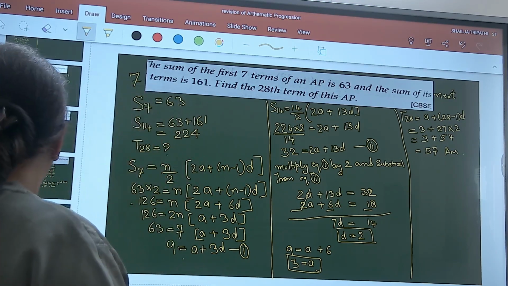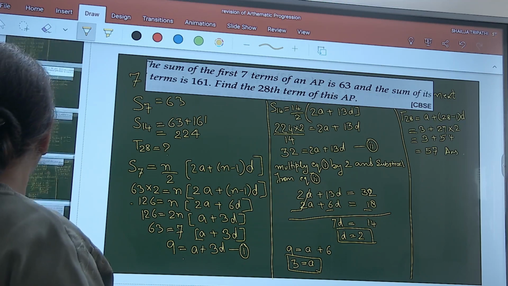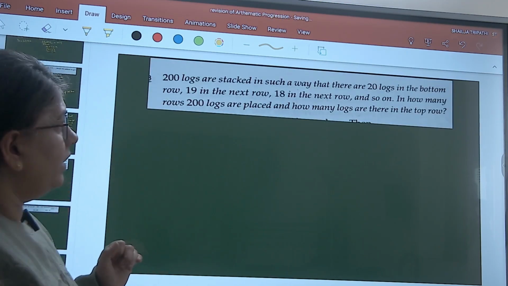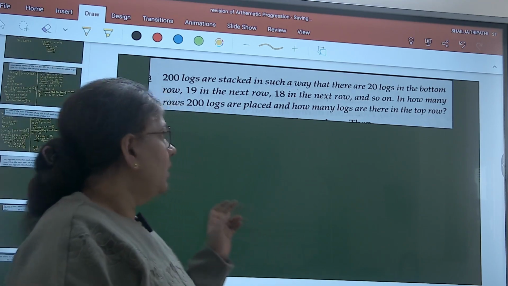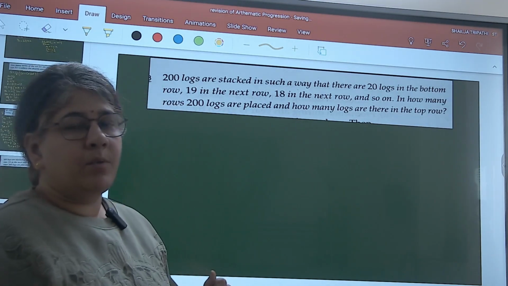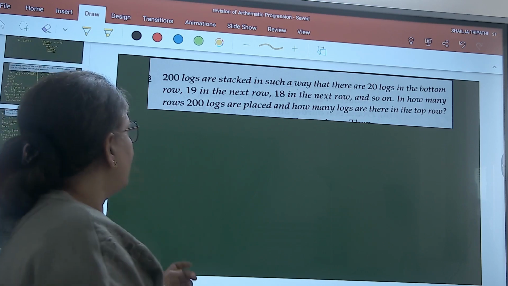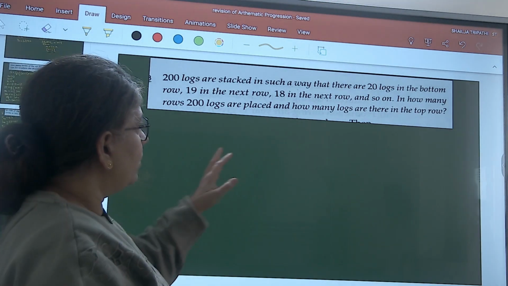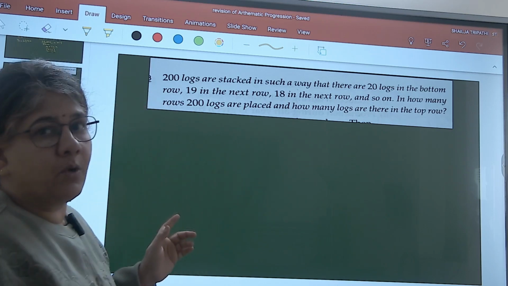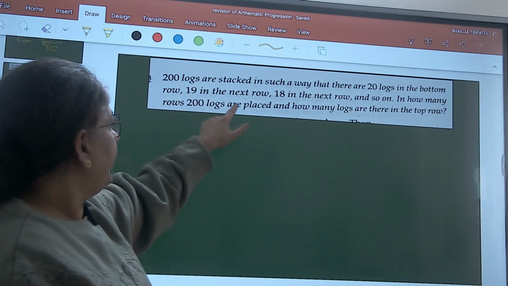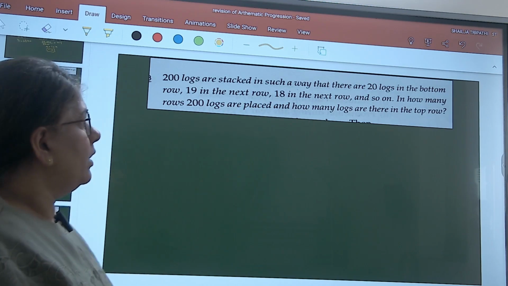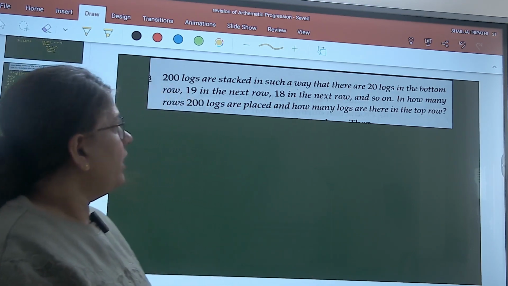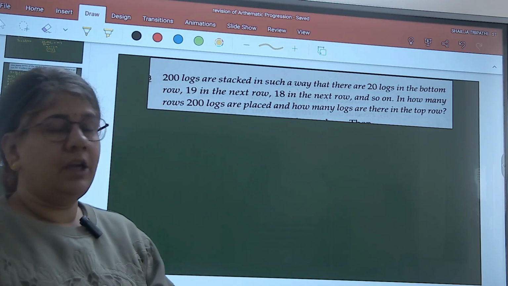Now let's see another question. See, this question is from NCERT book, and this question is also very important. Okay, now let's see what is the question. 200 logs are stacked in such a way that there are 20 logs in the bottom row and 19 in the next, then 18 and so on. In how many rows 200 logs are placed and how many logs are there in the top row?